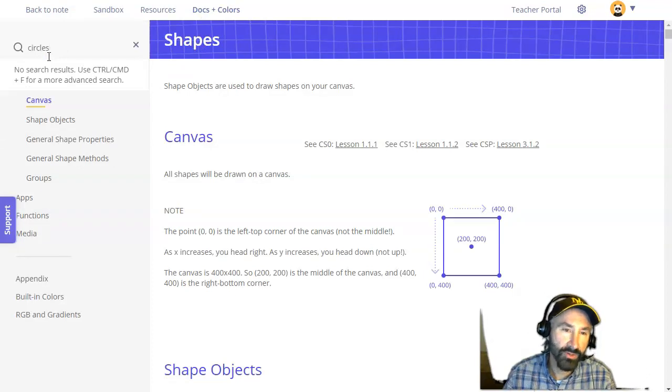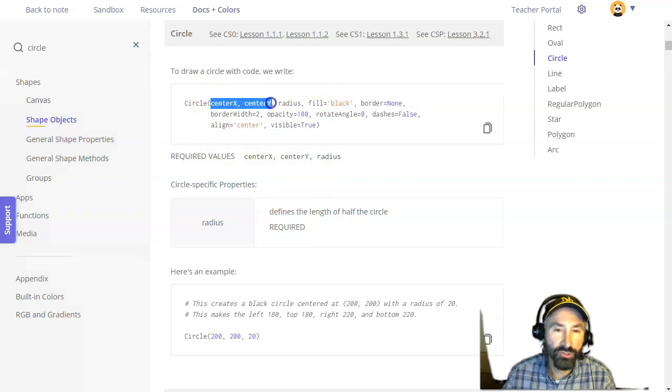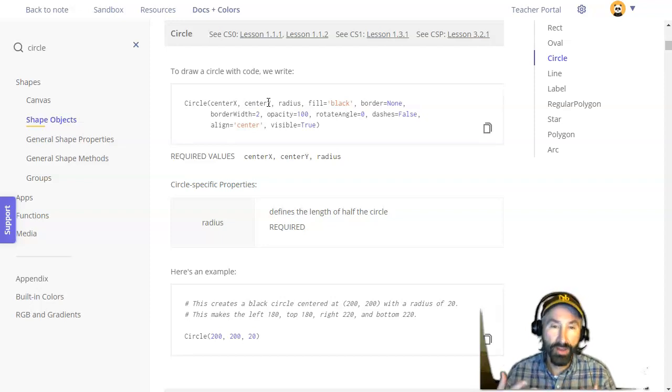So if I go to circles, what? No circles. Circle, maybe? There we go. Circle. There it is. So what causes a circle to be drawn at a particular position? Well, it is these first two parameters, the center x and the center y. Now, they don't always have to be called center x and center y, but when we write our code, those first two numbers are the things that tell us where the circle will be drawn.